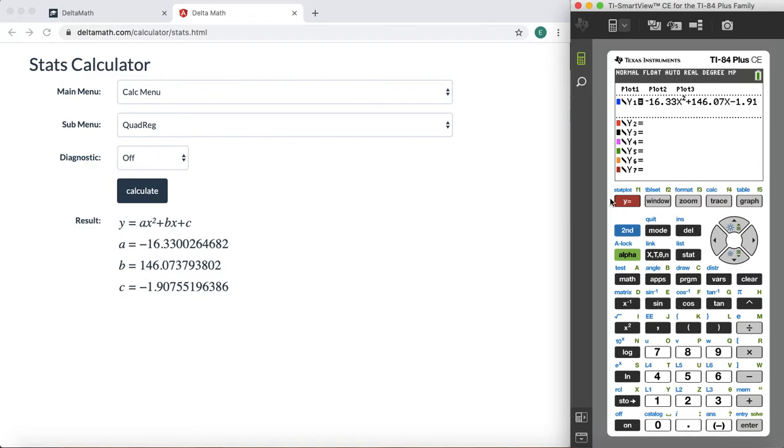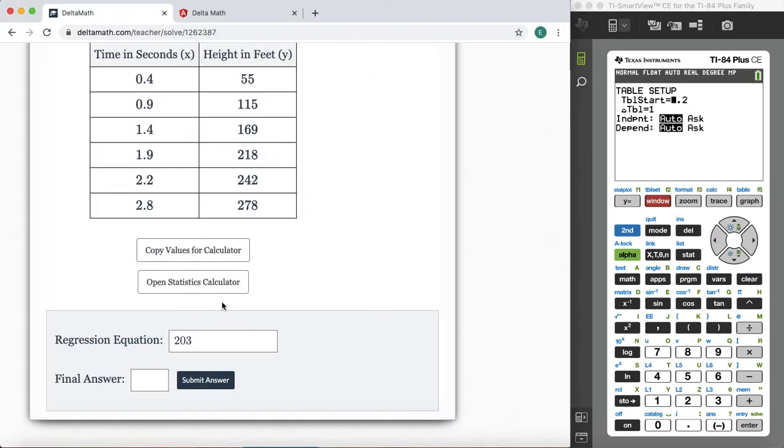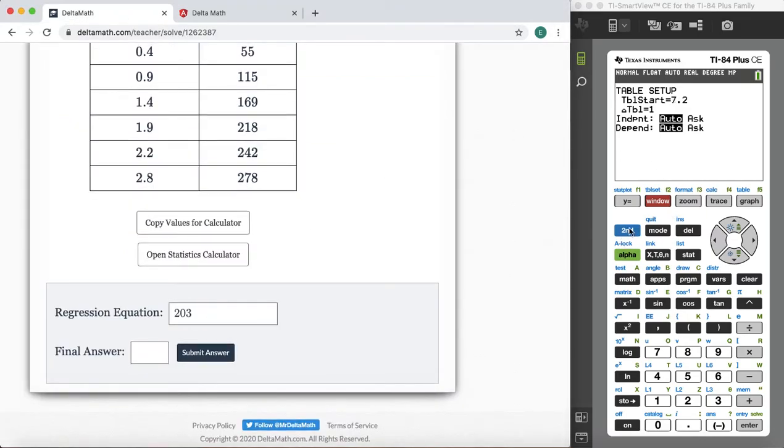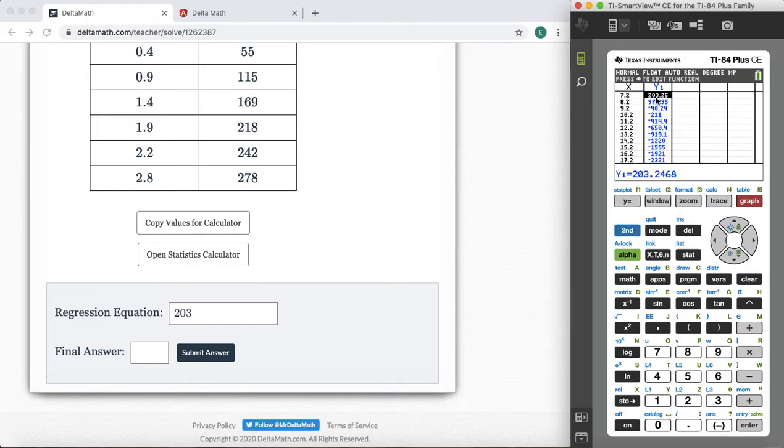Take that number, plug it into your calculator, like what we did here. Go to your second window, go to your table set, and you want to choose to go to 7.2 as our value, right? Because that's what we're trying to find. And then when you go to our table and go to 7.2, we get 203.25, to the nearest whole number would be 203. Oh, so this is actually my regression equation. You guys are probably screaming at me like, what are you doing?